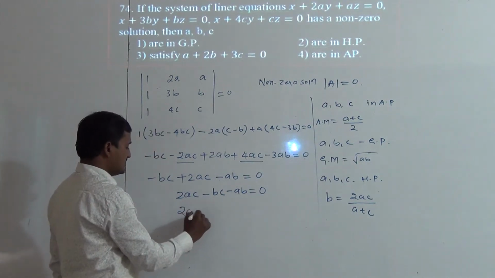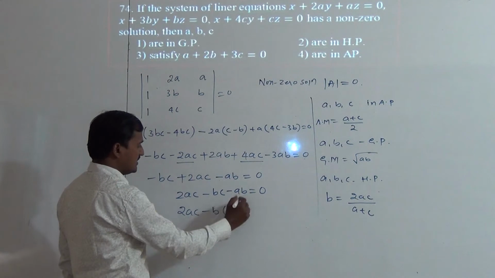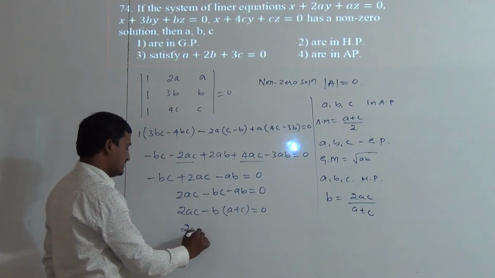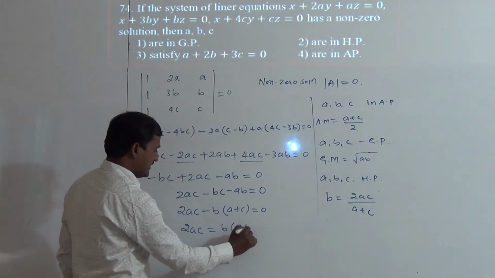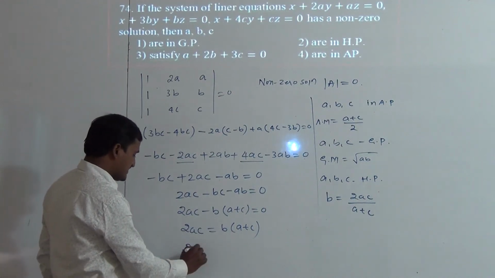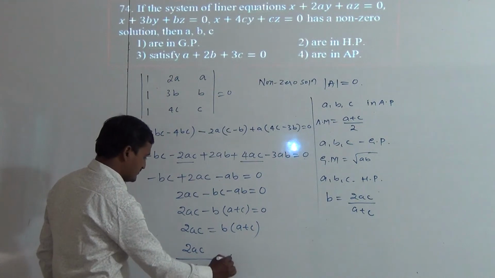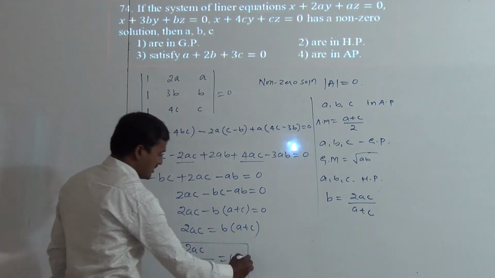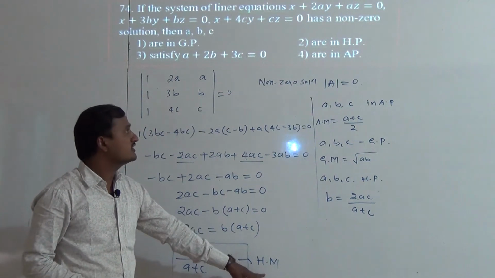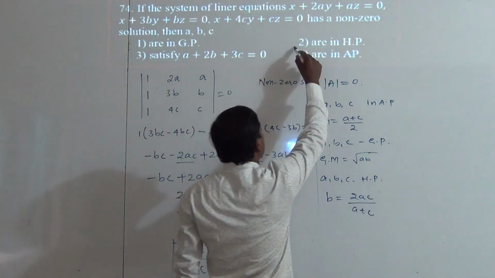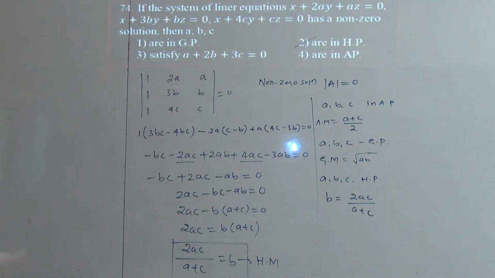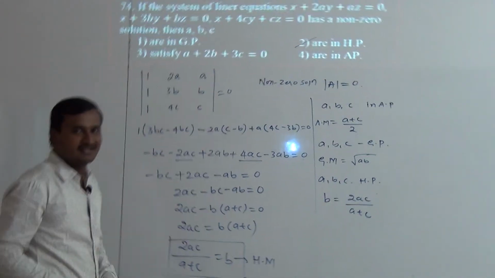So here it is 2ac; take minus b outside, so clearly you get a plus c. That is equal to 0, or 2ac is equal to b into (a plus c). Take a plus c to this side, so clearly 2ac divided by (a plus c) is equal to b. This gives the harmonic mean of the two numbers, so clearly these are in HP. Is it right? Okay. Let's go for the next question.